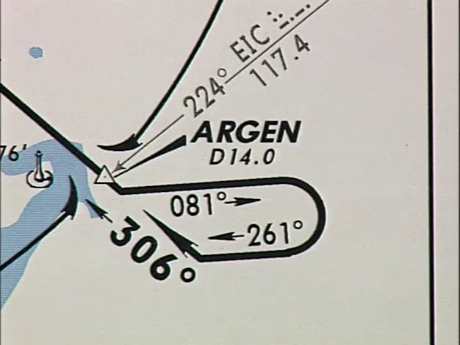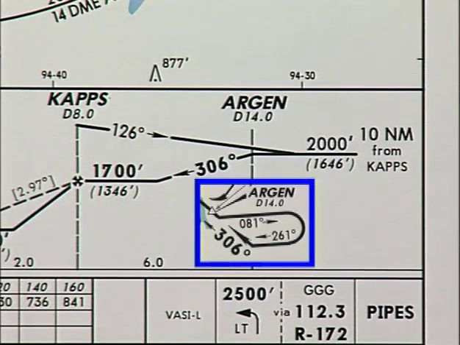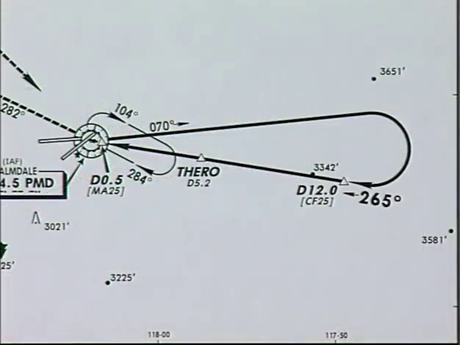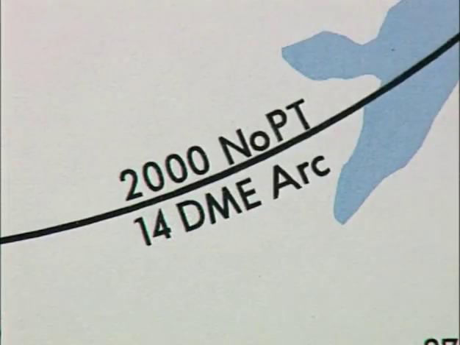When this type of symbol is used, you may reverse course any way you desire as long as you stay on the same side of the radial as depicted on the chart, which allows you to remain within the protected airspace. You must also stay at or above the minimum altitudes and within the distances shown on the profile view. When a procedural track is charted, as shown here, or depicted as a holding pattern like this, you must fly the procedure exactly as shown unless you are being radar vectored to the approach course. When the notation "No PT" appears, a procedure turn is not required or authorized.